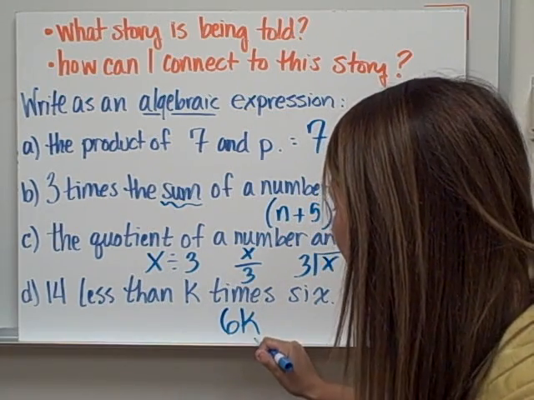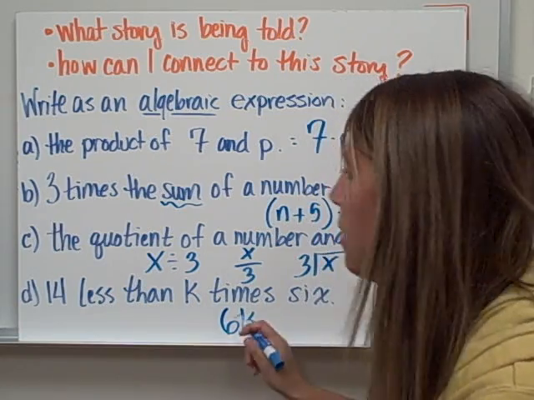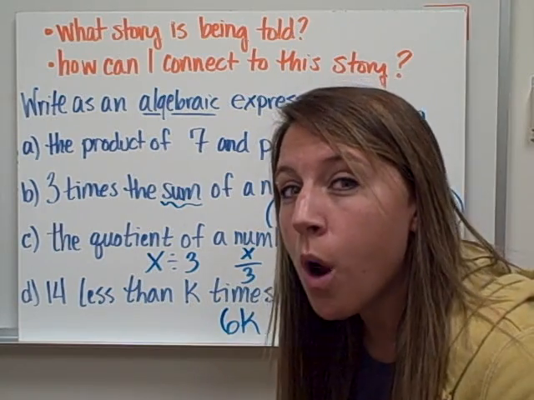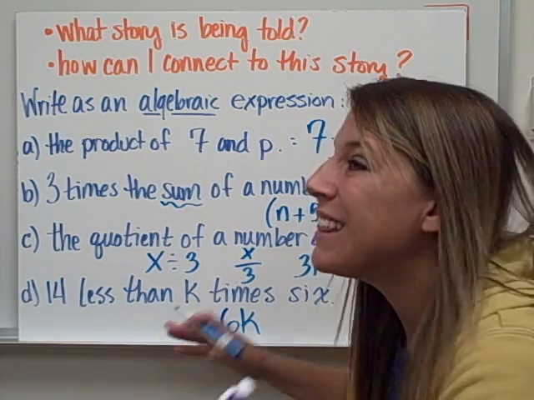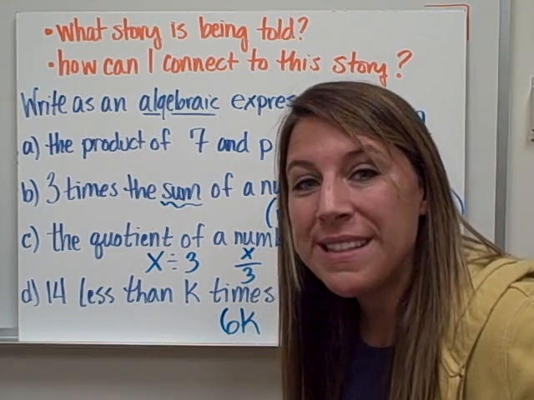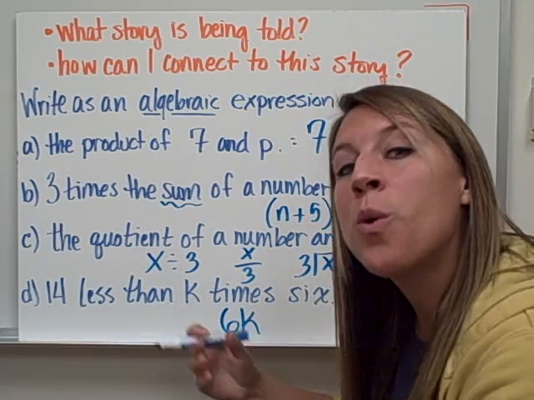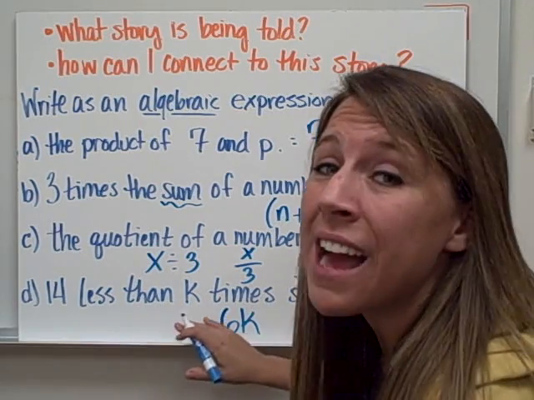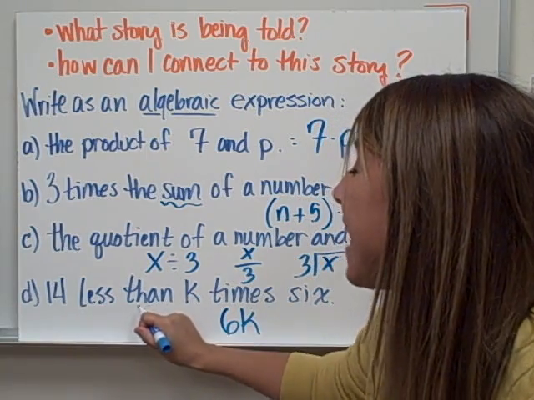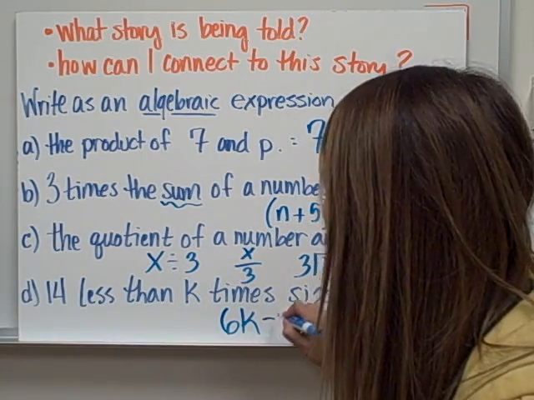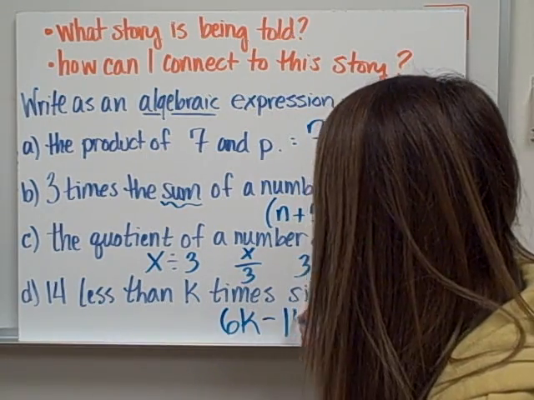Well, if k was 4, for example, k times 6 would be 24, because you would multiply 4 times 6. And then 14 less than 24 would be 10. You have to take 14 away. So subtraction's not commutative. You can't say 14 minus 6k. It's 14 less than k times 6. So it's 6k minus 14.